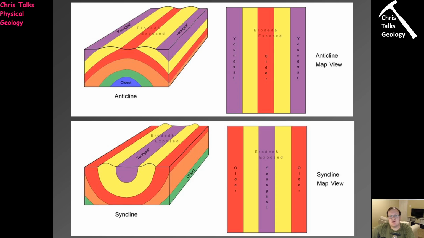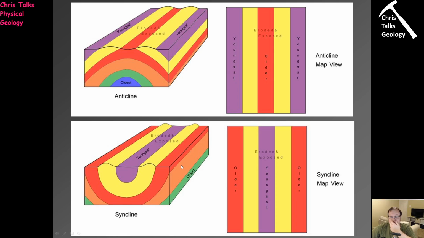So if we look at these 2 diagrams, we're actually going to stop here in just a second. So if we look, we can see here we have an anticline and syncline. Okay, so let's just think once again. Anticline, oldest rocks in the middle, youngest rocks on the outside. Syncline, youngest rocks in the middle, oldest rocks on the outside.